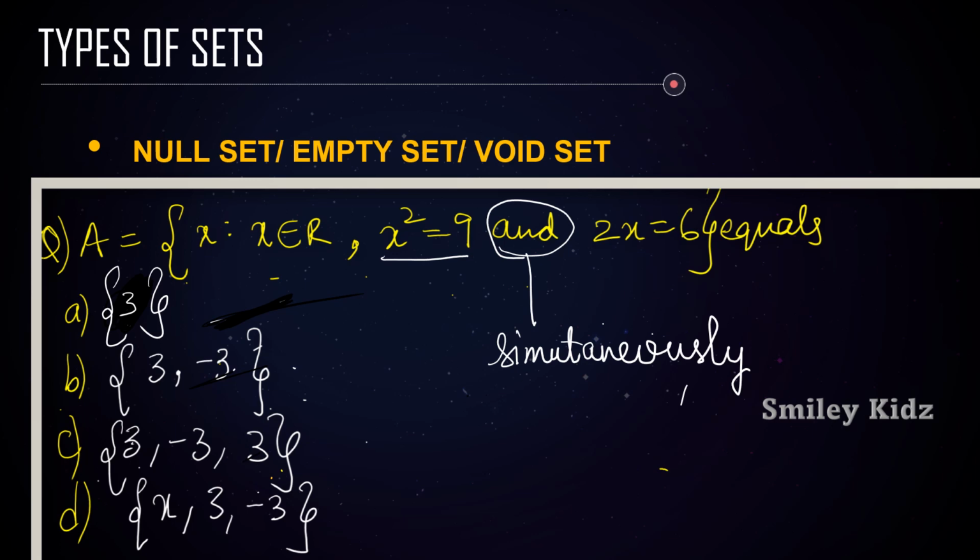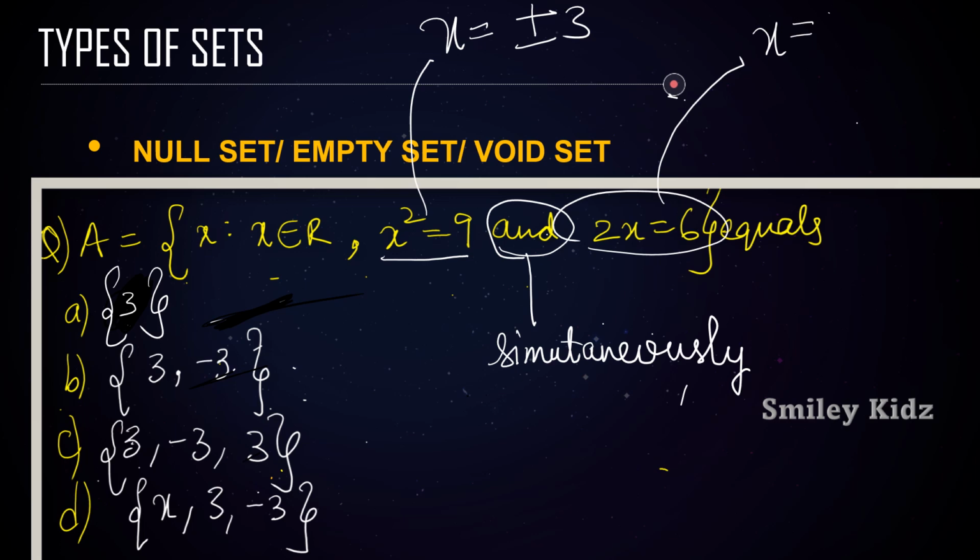x square is equal to 9. That means the value of x is plus or minus 3. And here 2x is equal to 6, so x will be equal to 3. Now everyone, here "and" means simultaneously. That means x should satisfy x square equal to 9. In the same manner, it has to satisfy 2x is equal to 6. Such an x is 3, isn't it? Minus 3 cannot satisfy 2x is equal to 6, isn't it? So my right answer is going to be option number A.